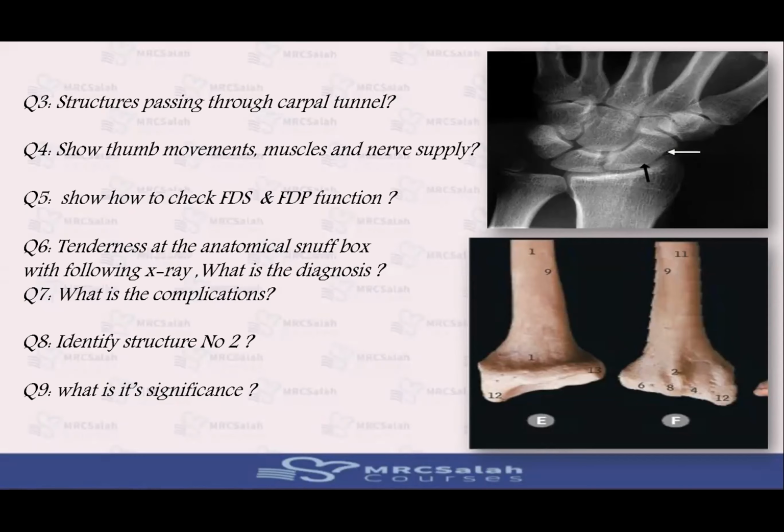Abduction. Abductor pollicis longus and brevis. And what's the nerve supply? The examiner is not going to tell you this. Radial nerve. Which one is supplied by the radial nerve? The abductor pollicis longus. What about the abductor pollicis brevis, supplied by which nerve? Median nerve. Okay, other movements?